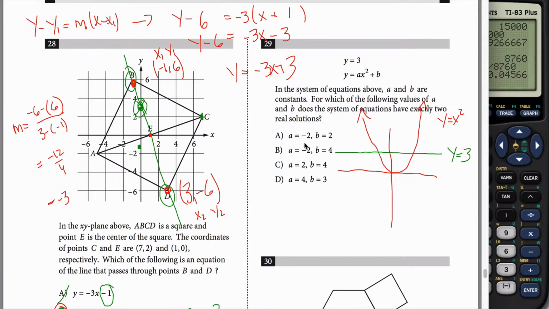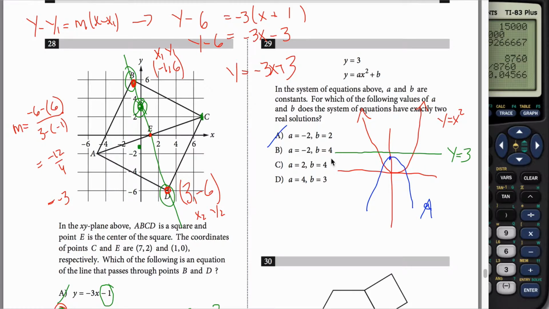So if we go through and look at these, if b equals 2, that means this graph is shifted up 2. So its new vertex is right here. And if a equals -2, that means it opens downward. This would not intersect this green line in 2 different places. This is not my answer.